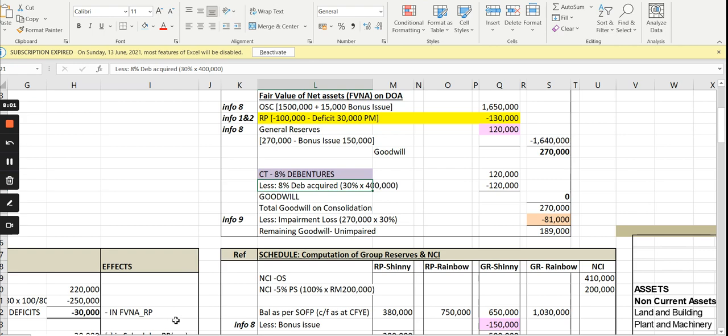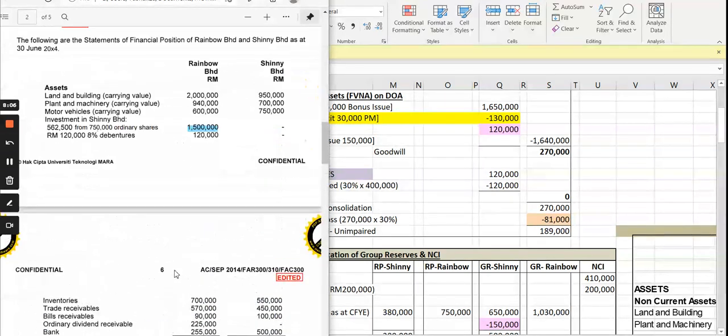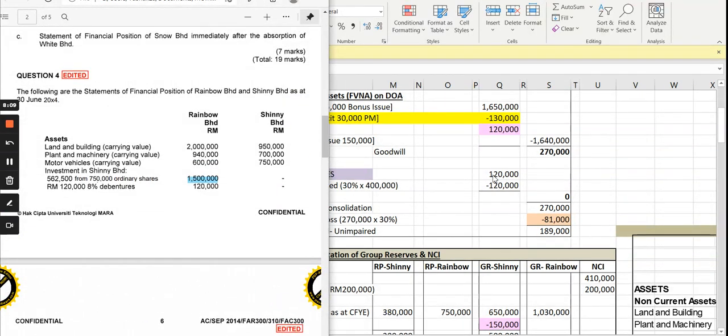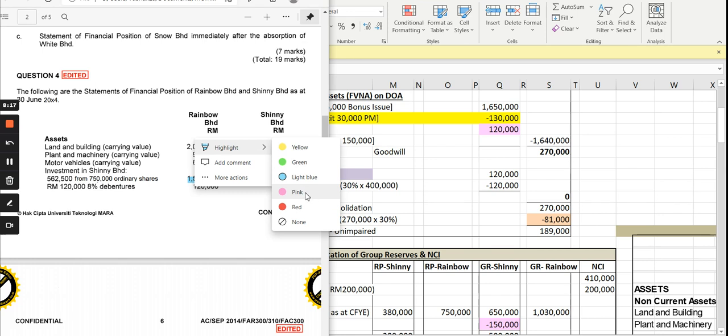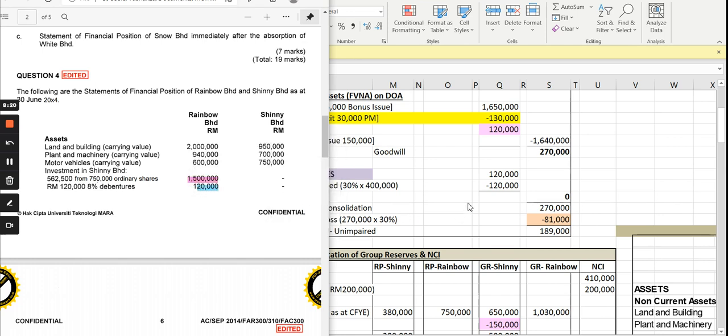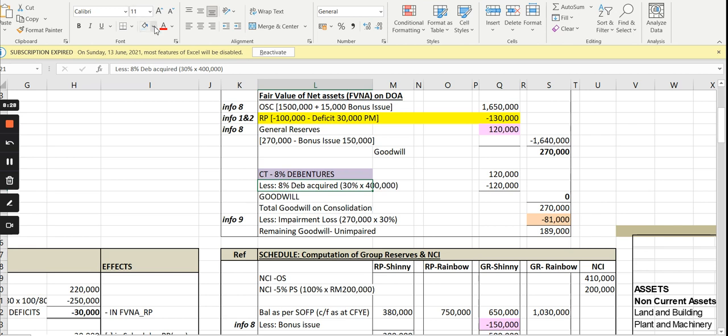Now we calculate the goodwill for debentures. For the debenture, the consideration transferred was how much? Go and check. It is 120. So this is 120 here. Okay, this is 120. And this 120 should be also the same thing here. 120. Right. So that will then be compared with the debentures that you have acquired.